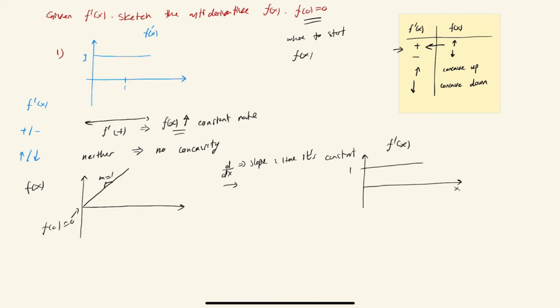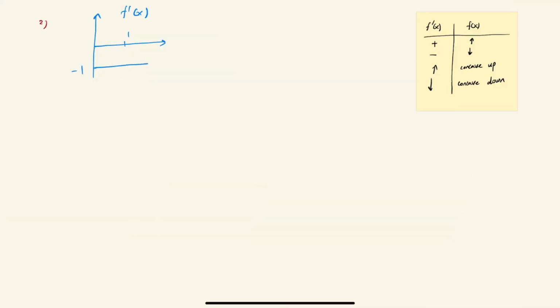Notice that both of these match, therefore our answer is correct. For part 2, alpha prime of x looks like this, and again we want to graph the antiderivative. So here the first step is to determine where the derivative alpha prime of x is positive, negative, and where it's increasing or decreasing. Here, for the whole interval, alpha prime of x is negative since it's below the x-axis.